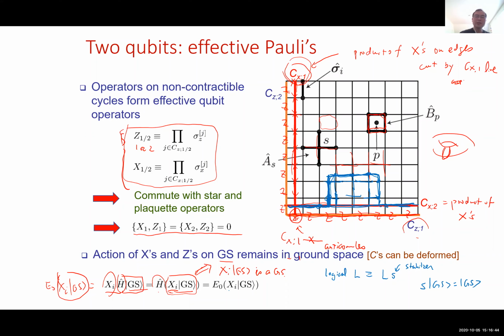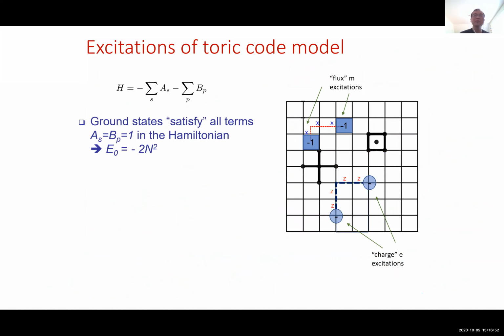Okay, but the Xi acting on the ground state can change to a different ground state because there are 4 of them. So maybe we would discuss the other 4 ground states later, but let me talk about excitations first. Suppose you have a ground state. So how do you create excitation? The ground states are stabilized by these star operators. So that means you can treat these AS and BP as a number. It's 1 in the ground state.